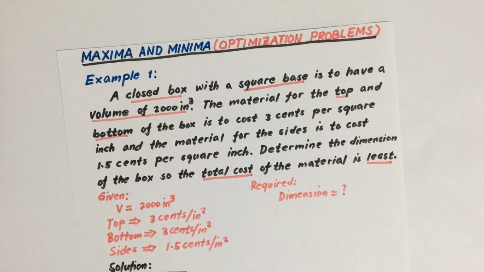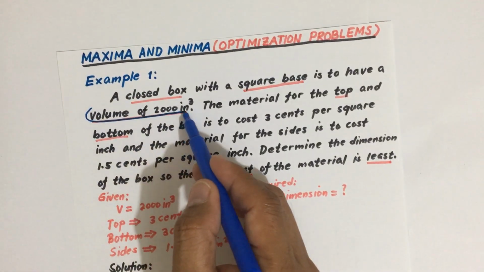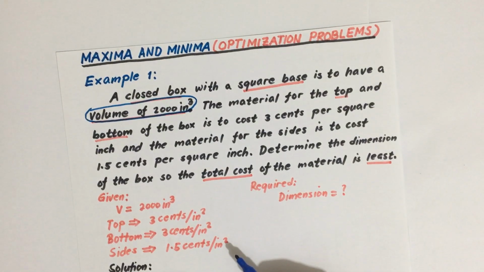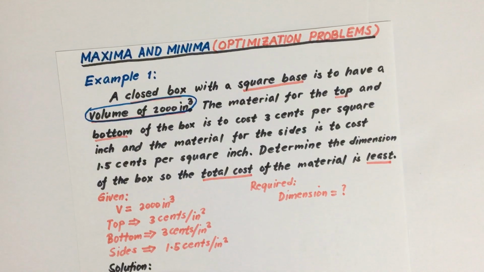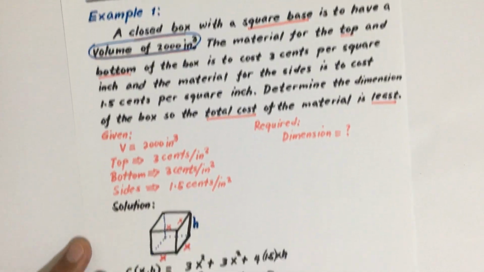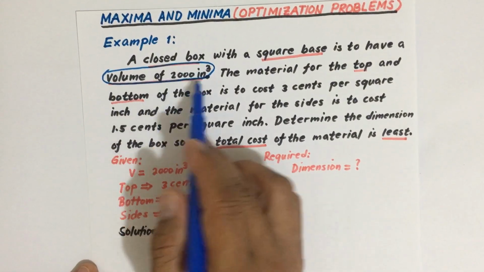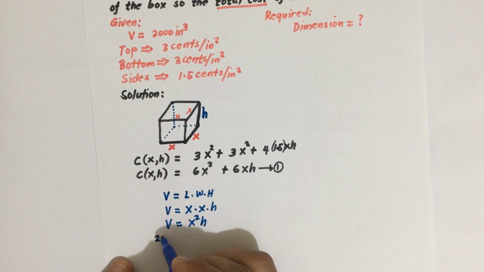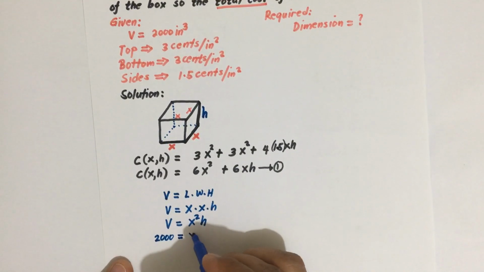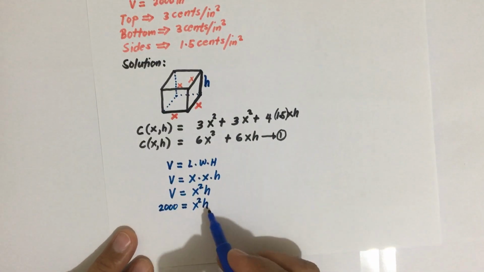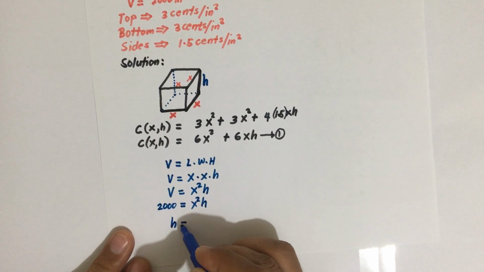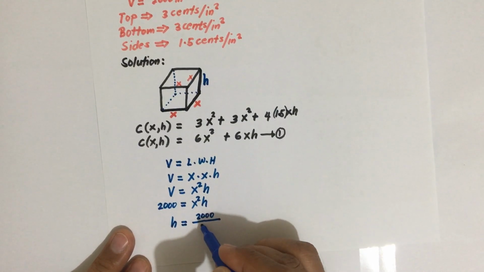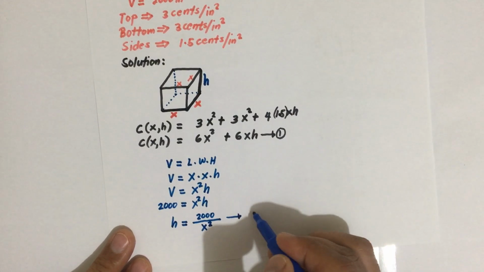In the problem, we're given the volume of the box: the box is to have a volume of 2000 cubic inches. By the way, our box is not a cubic box, it has a square base. From this given, we can substitute into our equation of the volume. V is given as 2000, so 2000 equals x squared times h. From this, we can solve for h. Divide both sides by x squared, so h is equal to 2000 divided by x squared. We can call this equation 2.